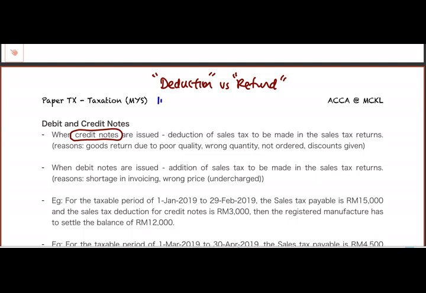Now, we have an issue with sales tax because initially, when you issue your sales invoice, the sales tax has to be due and payable. So you account for the sales tax. Okay? Now, later, a credit note is issued for that sale. Then what happened to my sales tax? Because that sales tax would have been accounted for. So what do I do? What you do when you issue your credit note is you will be given a deduction of the sales tax.